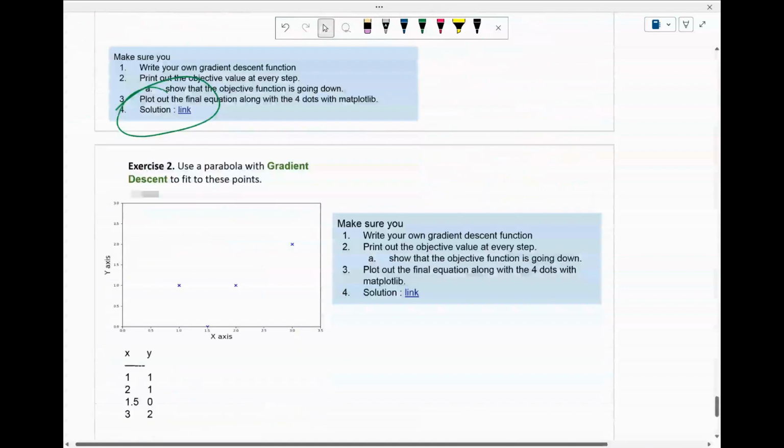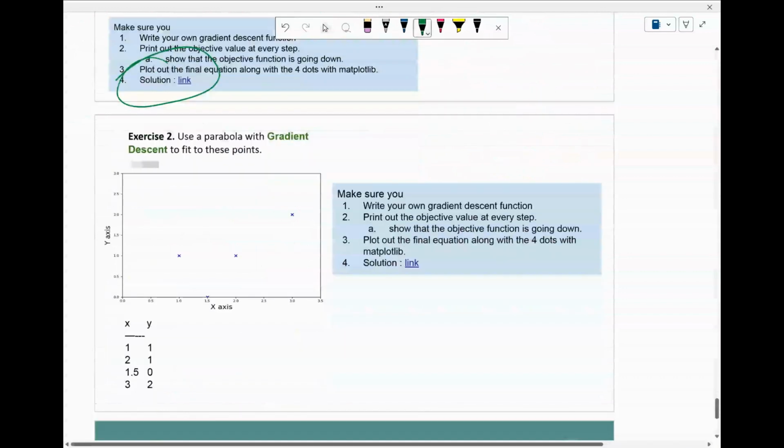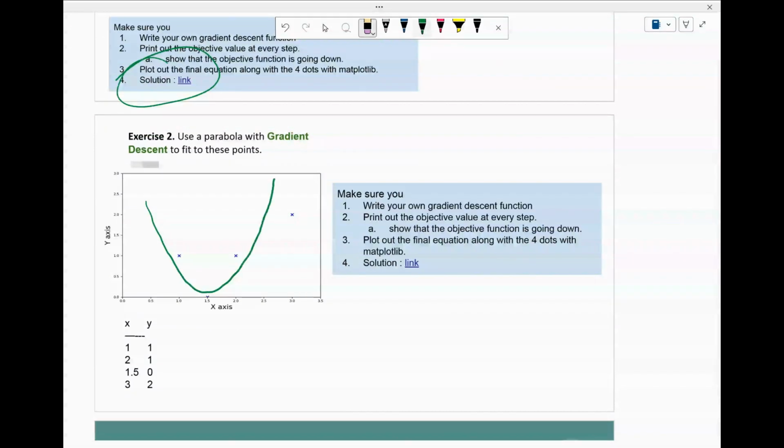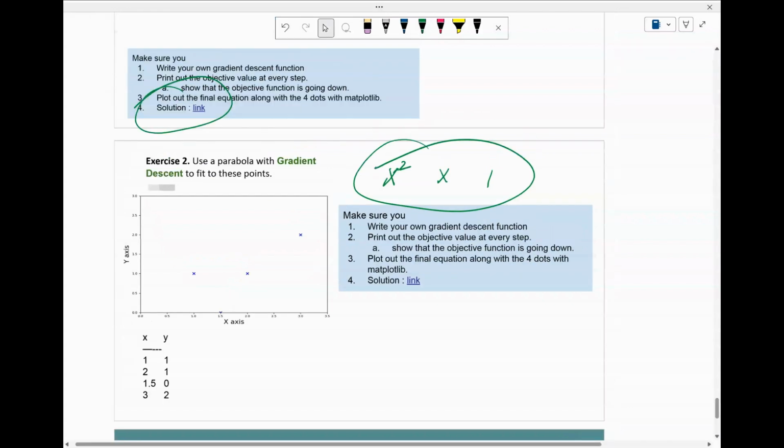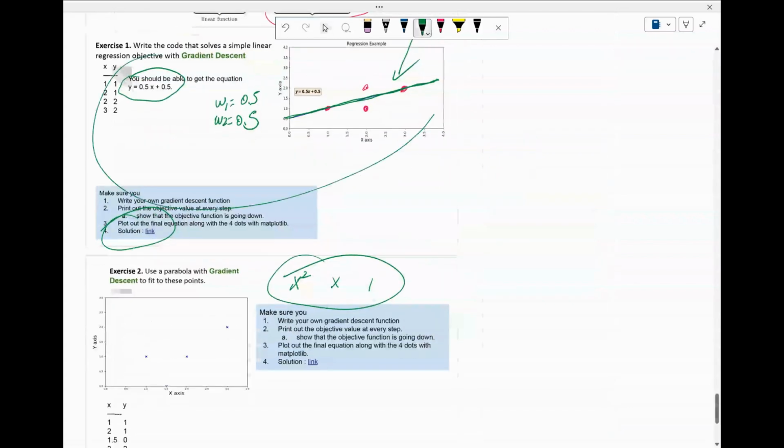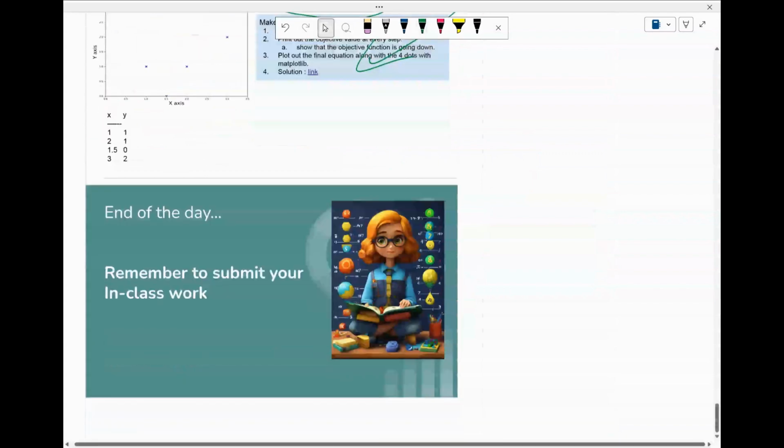The second exercise is the polynomial. Your goal is to draw something that gives you the least amount of error. Here, your basis functions are x squared, x, and 1. Okay, so give this a try. If you can finish this, give this a try. And I think that's the end for today.